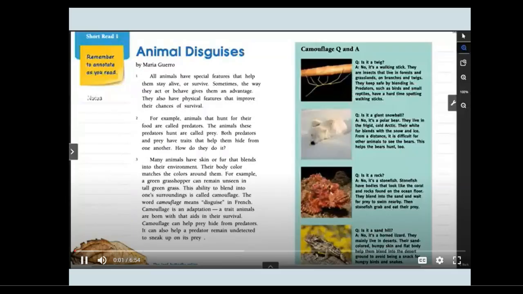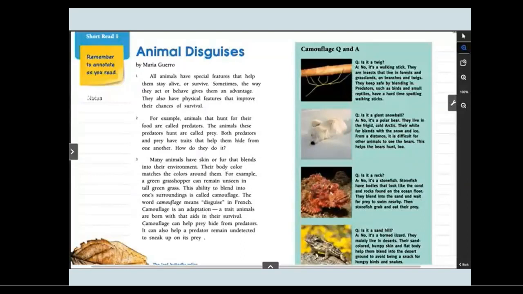Okay, first, let's scan the features of this text. Scanning the text first is going to help us understand the text better as we read it, and it's going to help us focus on what the main idea of the text is. So what do you notice about this text? I notice that the title is Animal Disguises. The title has the word disguises in it. And the word camouflage is at the top of the second page as well.